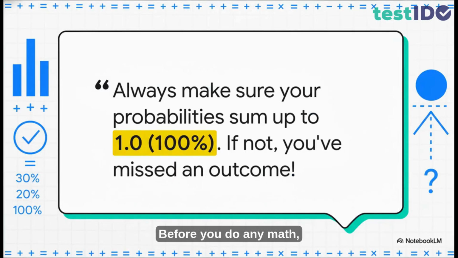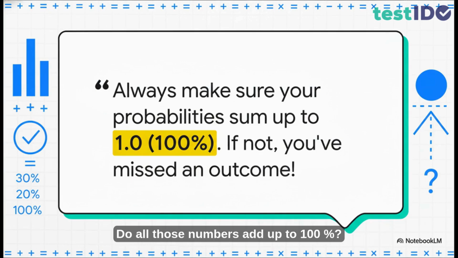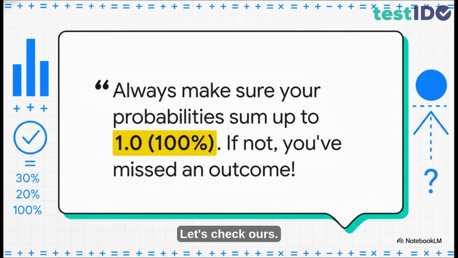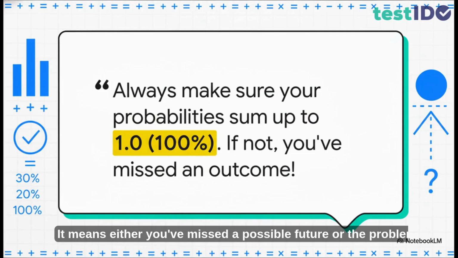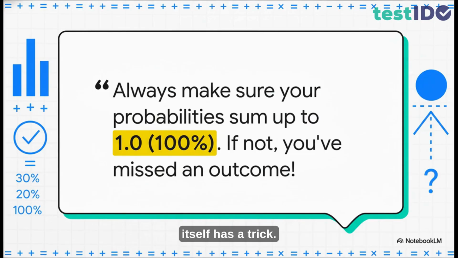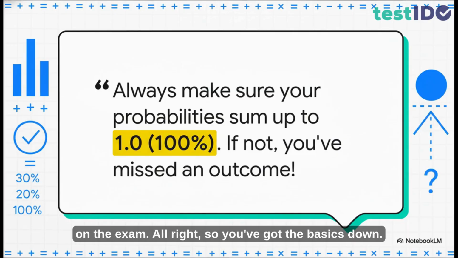Before you do any math, the very first thing you should do is look at that probability column. Do all those numbers add up to 100%? Let's check ours. 30 plus 50 plus 20. Yep, 100%. We're good. If they don't add up to 100, then ding, ding, ding, a red flag should go up. It means either you've missed a possible future or the problem itself has a trick. It's a super fast sanity check that can save you from a world of hurt on the exam.